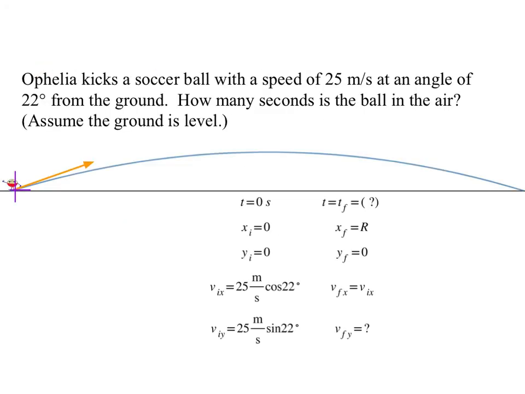Ophelia kicks a soccer ball with a speed of 25 meters per second at an angle of 22 degrees to the ground. And it does this. How many seconds is the ball in the air, assuming the ground is level? And also, how far does it go? Because that'll be easy enough to do.